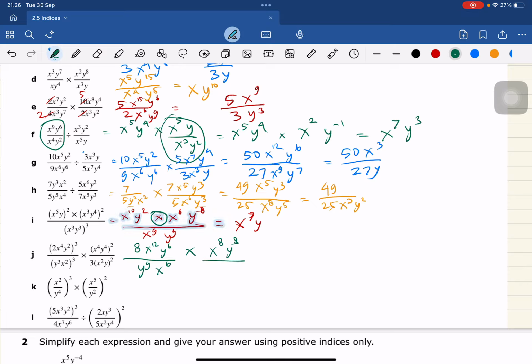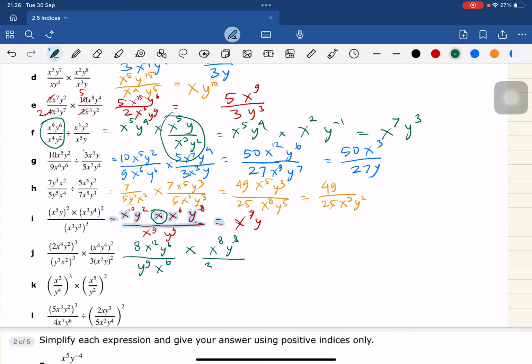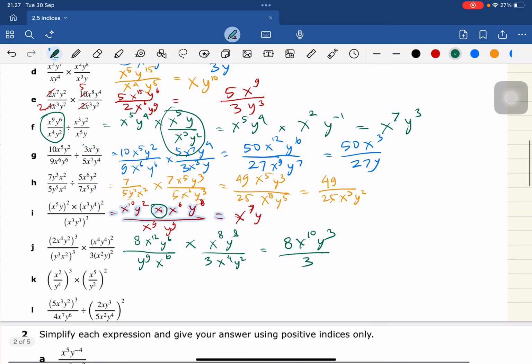Okay, look at this. 3 is not inside the bracket, outside. So we can just write it 3 and then x power of 4 and then y power of 2. Okay, after we simplify it, remember the same base. If multiplication, just addition the indices. If division, just minus the indices. So for the G, it will get answer of 8, x power of 10, y power of 3 divided by 3.